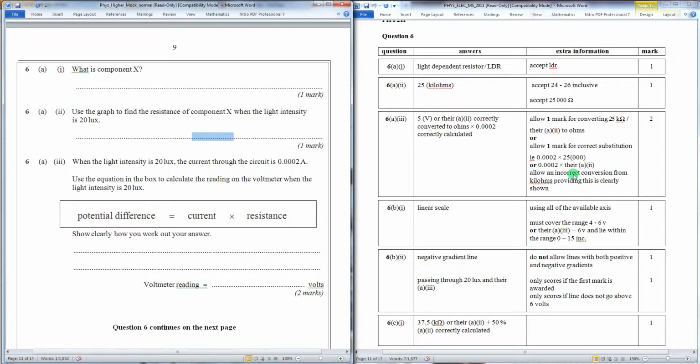Okay, and you also do get the second mark for that, provided your calculation is correct. So you can get both the marks here, even if you've read the wrong value off the graph, provided your final answer agrees with whatever reading you've put in 6A part 2. Okay. So 1 mark for converting to 25 kilo ohms, so 25,000 ohms, and a second mark for the rest of the calculation, basically.